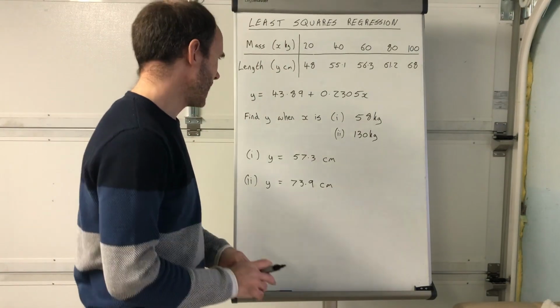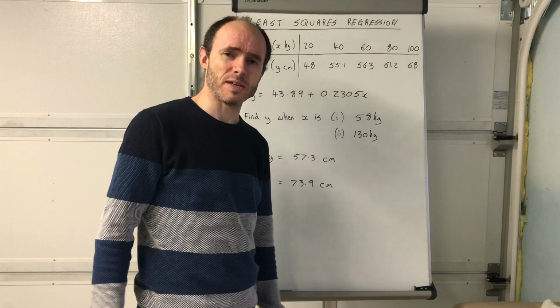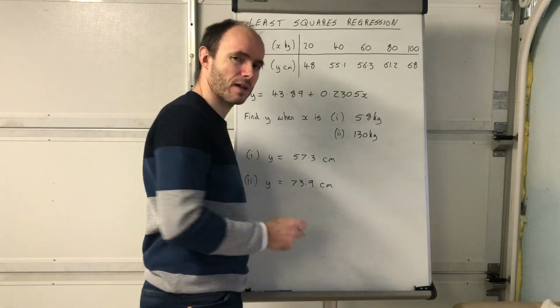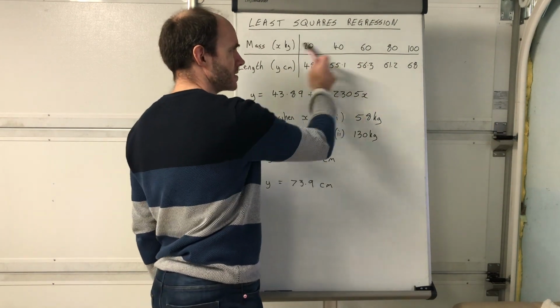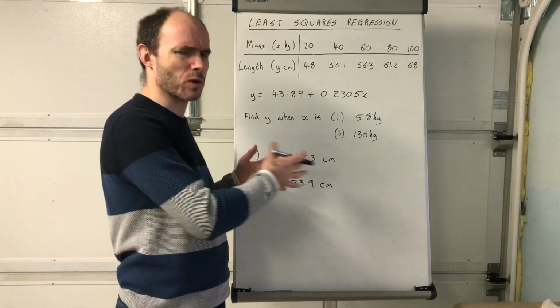Just remember the last part said to give some indication of whether these are reliable. The answers are yes, that's reliable because it's within the data range, and no, that's not reliable because it was not within the data range. Obviously 58 sits within that, but 130 does not. So that question is done.